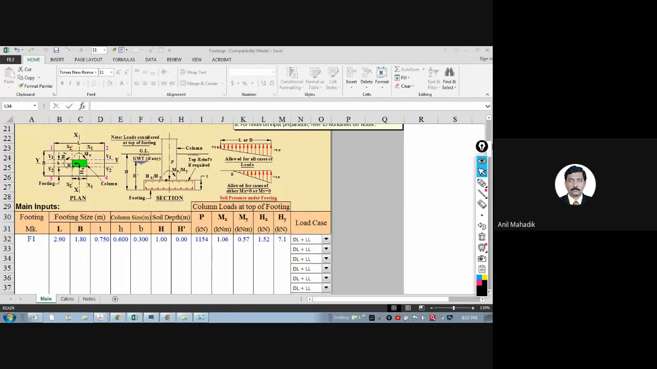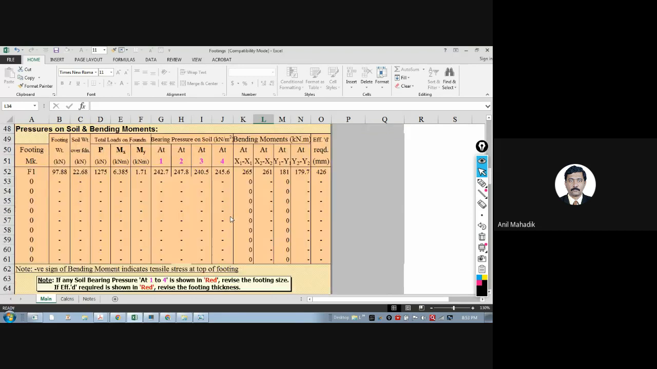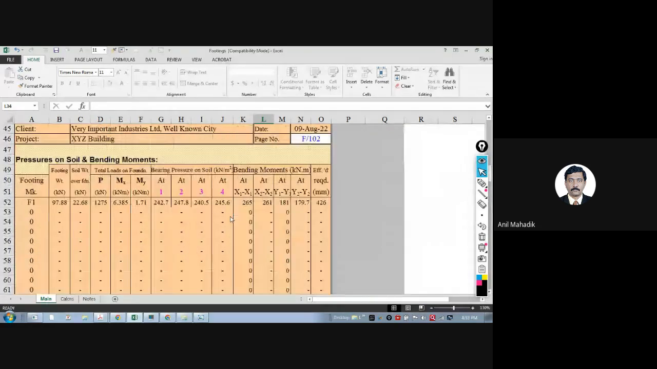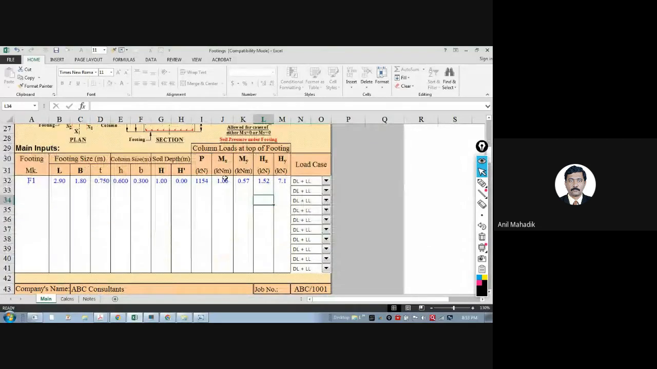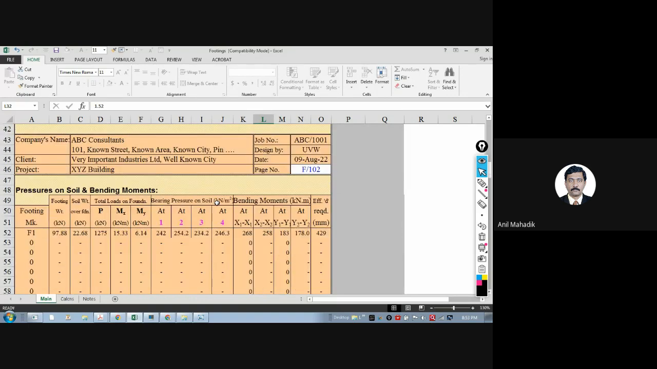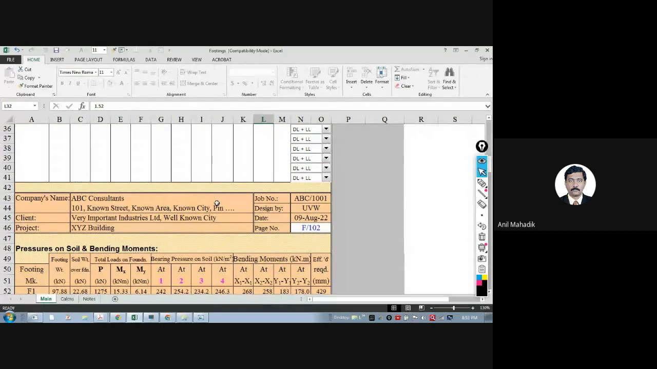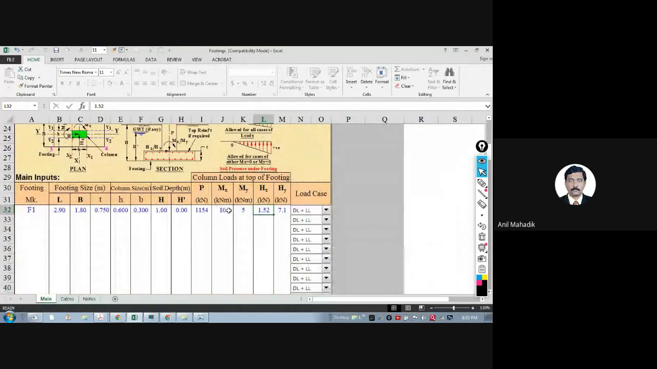Now what will happen due to the moment actually? Tell me. As we are only considering gravity load, these moments are coming less. For the time being, let's say Mx is 10 and My is 5. I'm just increasing the moments. Let me take a bit more.